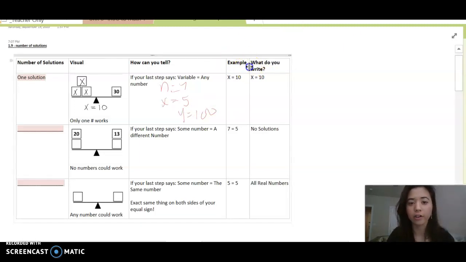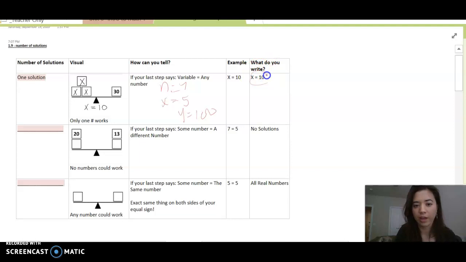And for your answer, it's going to be exactly what it's been ever since we started solving equations, where you would just write x equals 10. And that's what you guys are used to. We've only dealt with equations that had one solution. So once you have x equals a number, circle it, that's your answer.